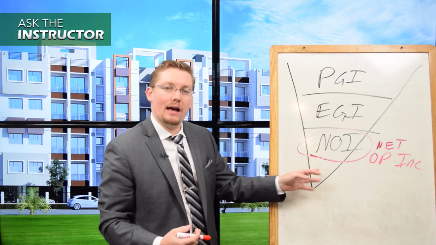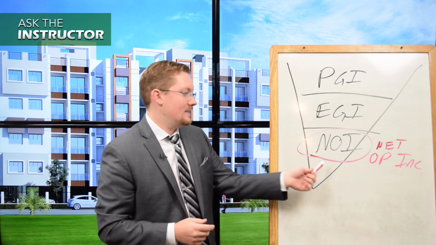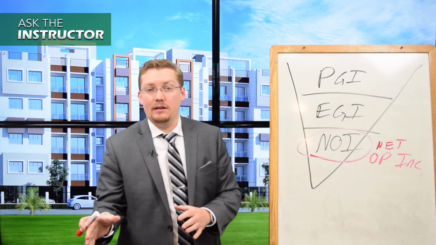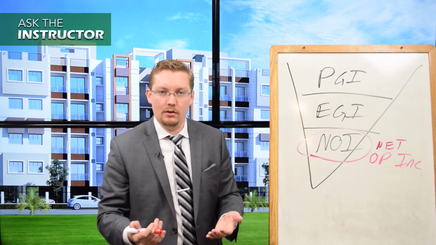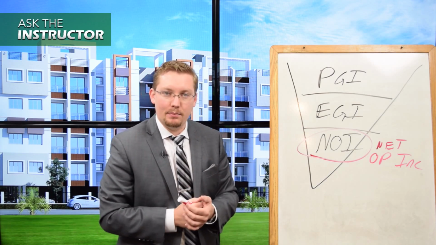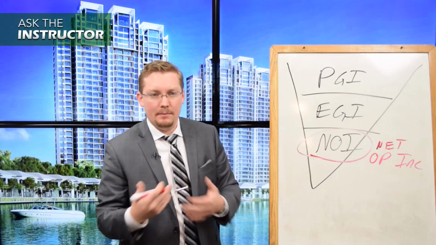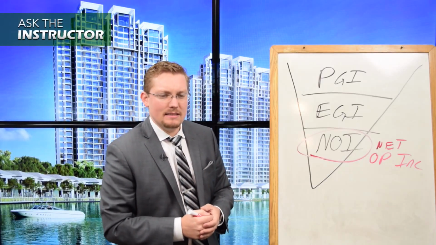The reason why we're not including financing expenses in net operating income, there's a different number that you would probably calculate those in with, and that's usually called your cash flow, meaning how much money is flowing out of the property, and then you would implement your financing expenses and things like that.